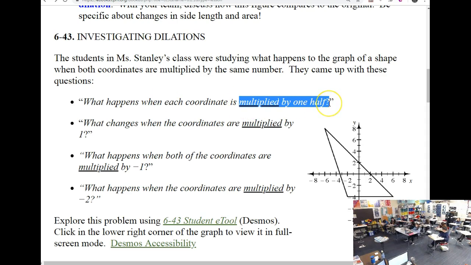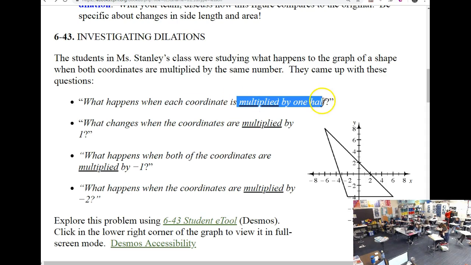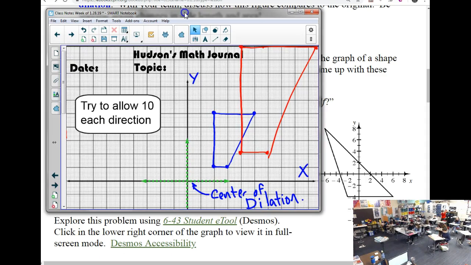Multiplying by 1/2 will blah. Multiplying by 1 will blah. Just real quick, 4 sentences. Now the third and fourth are going to be the tougher ones. What do you predict will happen if each coordinate is multiplied by half, multiplied by 1, then multiplied by -1, multiplied by -2? Now you could use the shorthand notation.